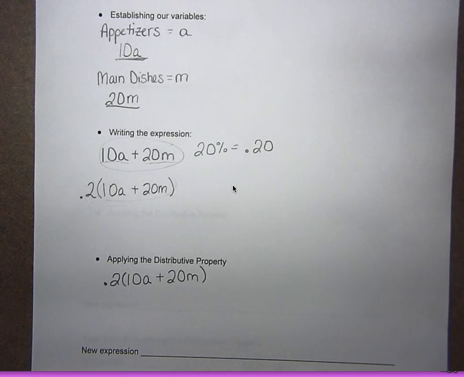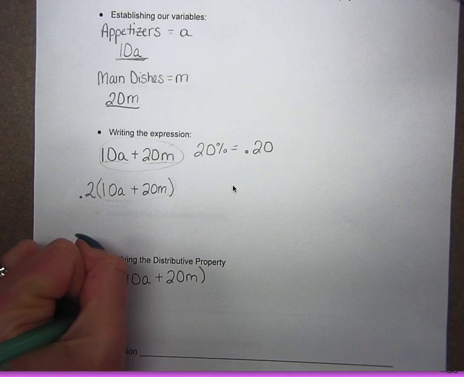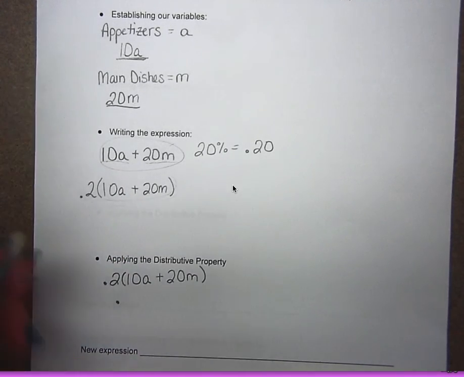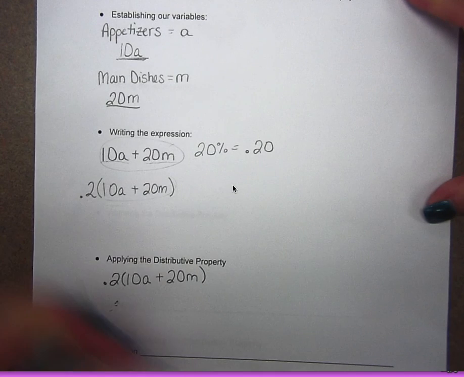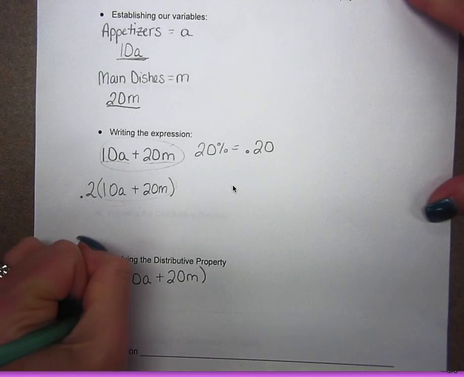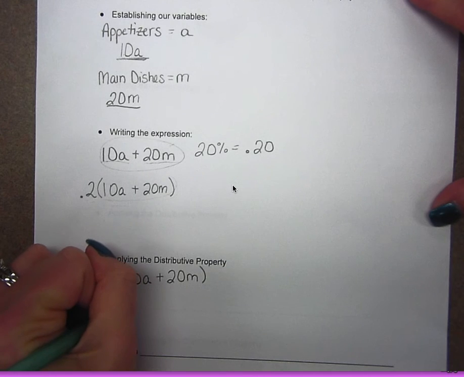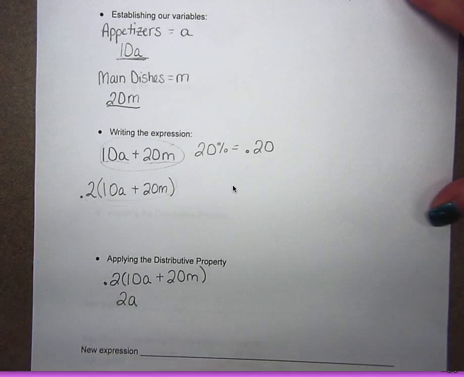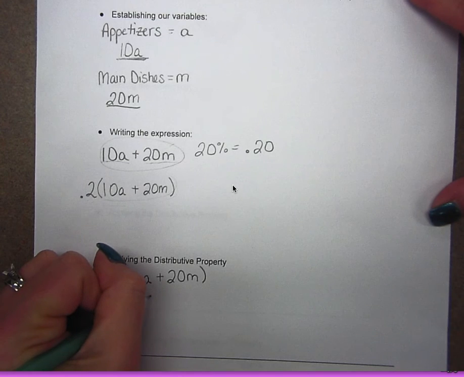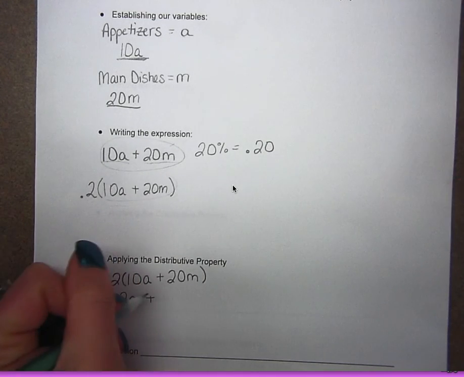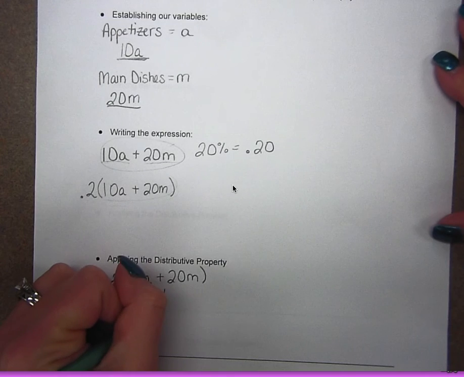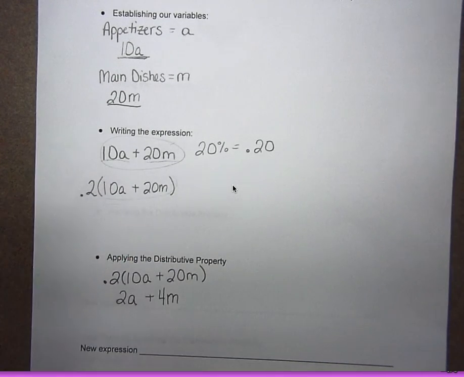So we have 20% of $10 is $2. So we multiply that together. Oops, I don't need a decimal there, do I? $2. So each person is going to pay $2 per appetizer. And then they're going to have to pay $4 per meal.